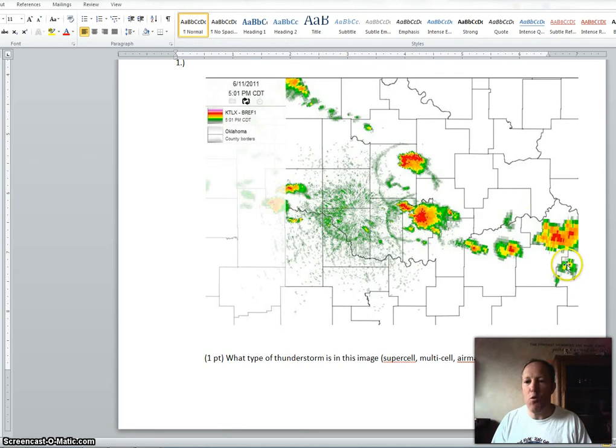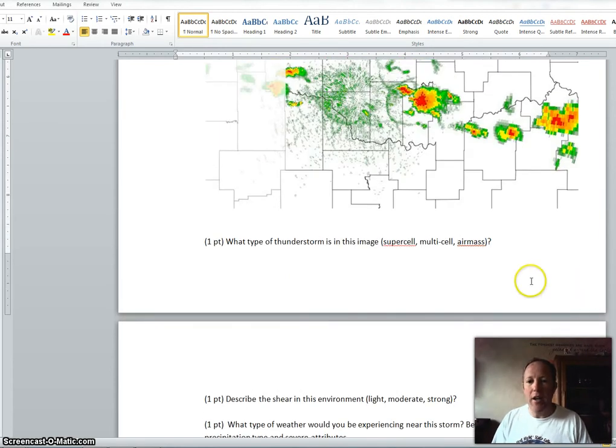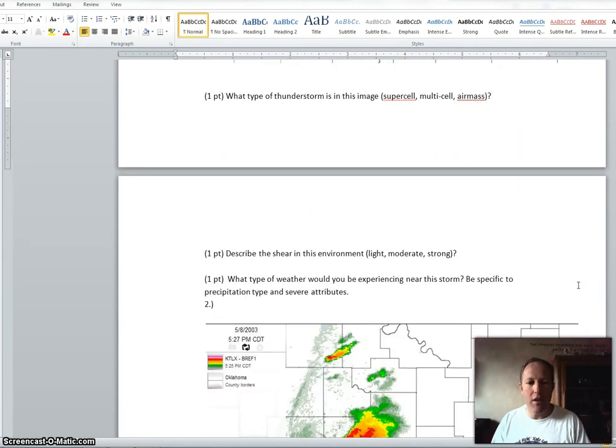So beginning with the first one here, we have individual cells of thunderstorms. They are not connected, and we want to know what type of environment is producing these thunderstorms. Describe what we call the shear environment. First, identify what kind they are. Is it a supercell, multicell, or air mass thunderstorm? And again, these are isolated thunderstorms. That should give you a hint right there.